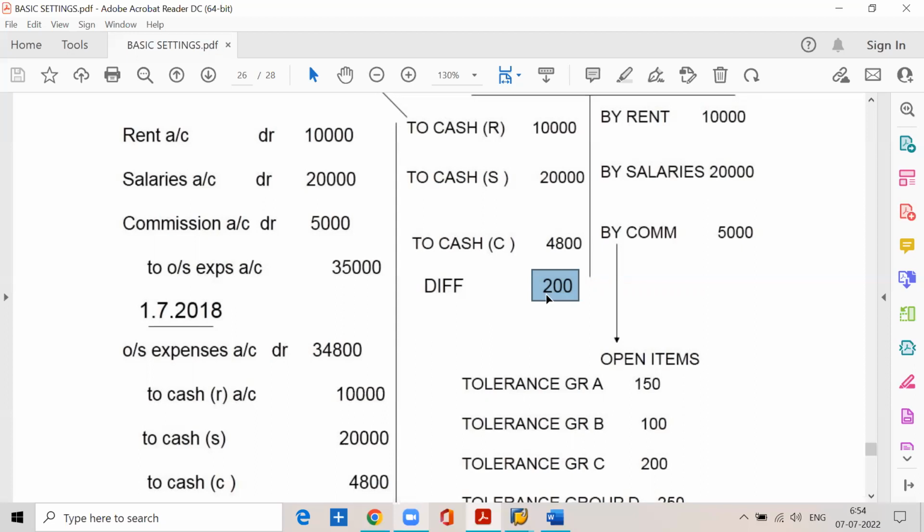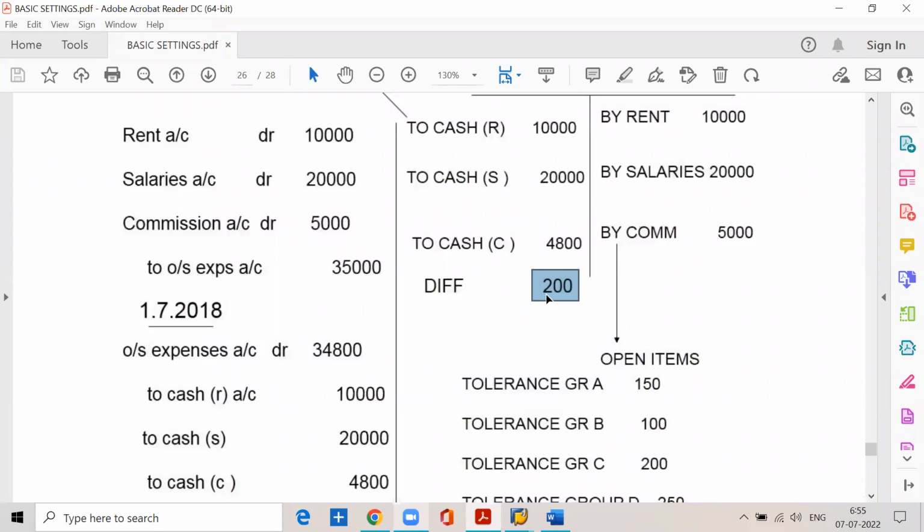That's how, whether this difference of 200 rupees is to be transferred to P&L account or balance sheet, depends upon the reason for this difference. Now, if you prepare the P&L account and balance sheet manually, as a human being, as an accountant, you know the reason for this difference. Accordingly, you can transfer it to either P&L account or balance sheet.